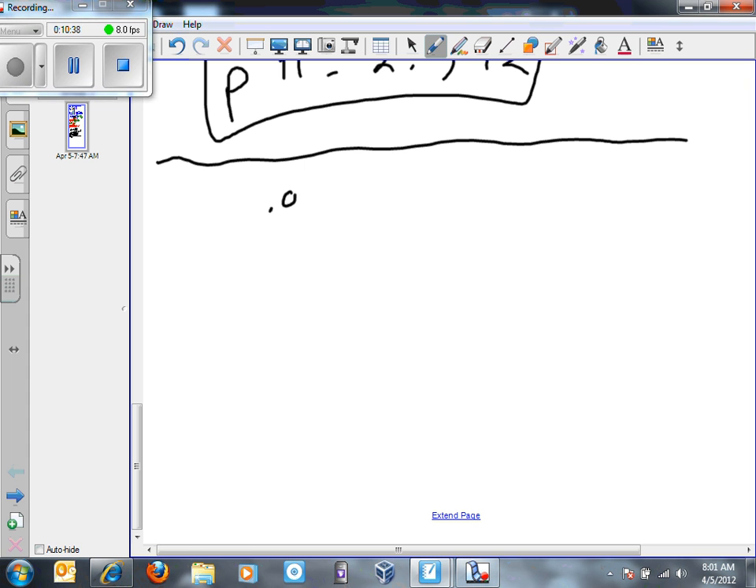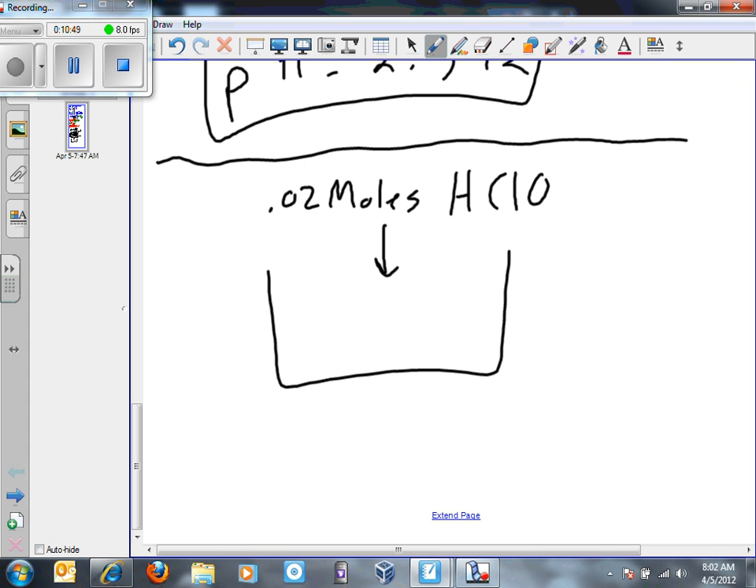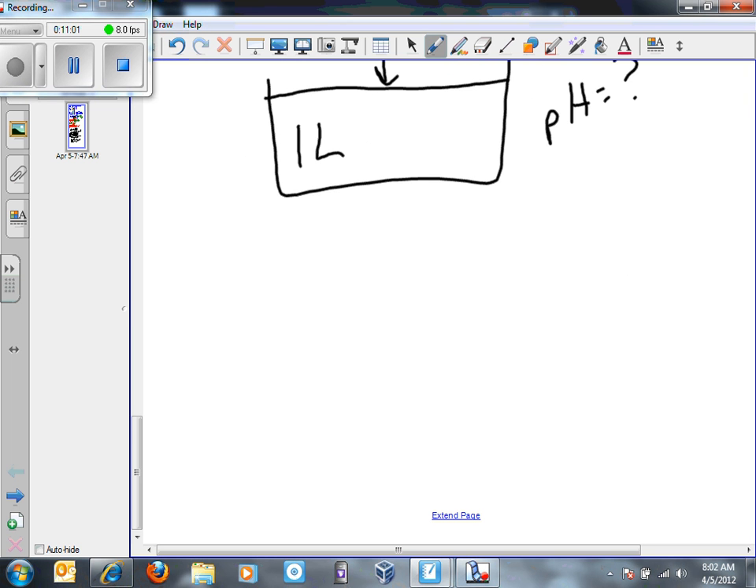So I've got 0.02 moles of HCl, and I put that into a vat of water, and I come up with a 1 liter solution. So my question is, what is the pH of this solution? Okay, so we'll start out as we did before with our balanced equation, or our representation of what's going to be happening during this dissociation.